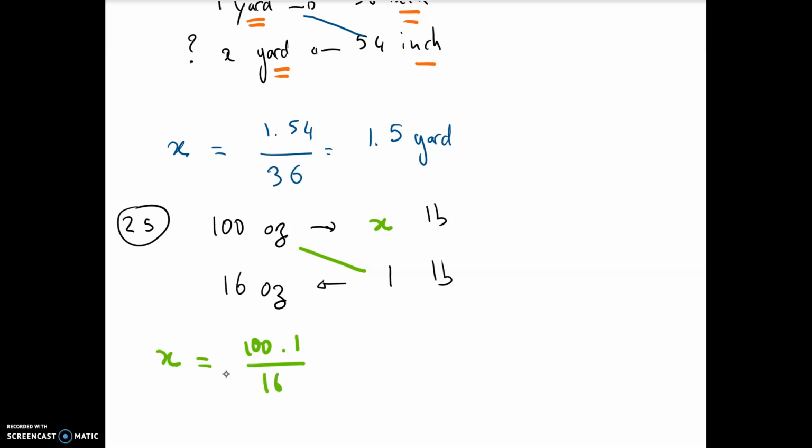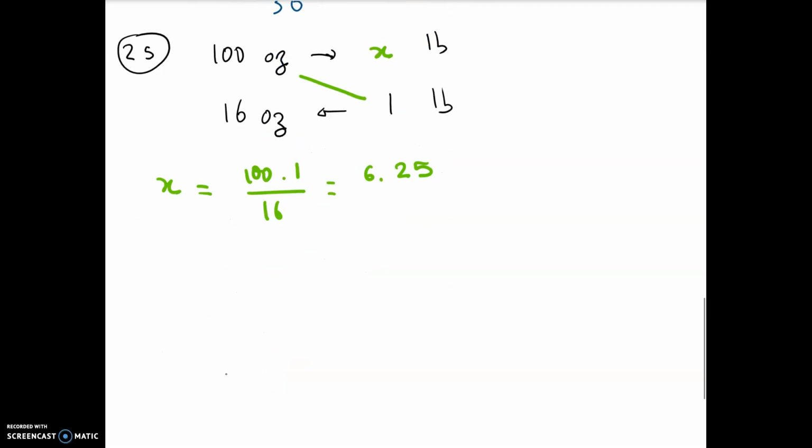And so 100 ounces is 6.25 pounds. If I do 100 divided by 16, it's 6.25. Perfect.